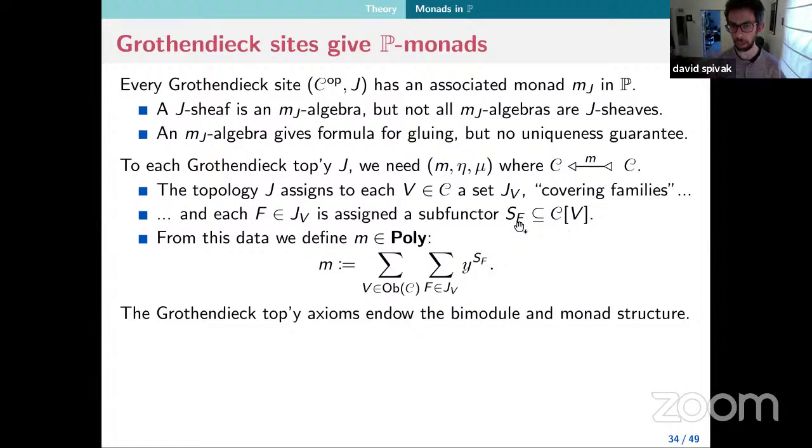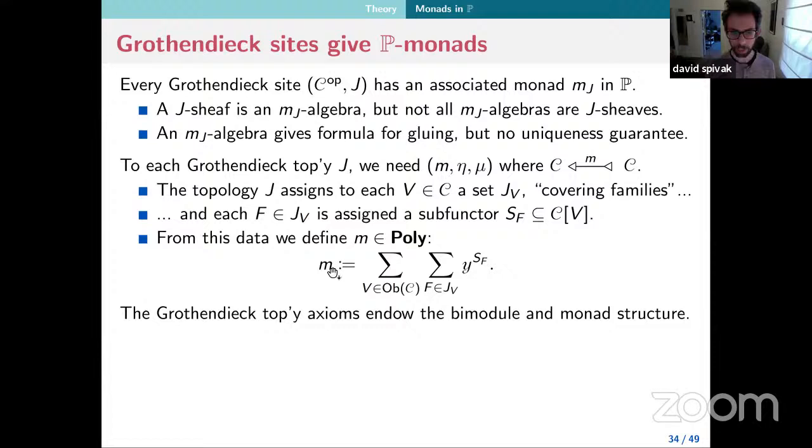Now, this subfunctor is a functor from C to set, and the polynomial perspective wants us to denote, or I want to denote, functors from C to set using their set of elements. It's a very natural thing because the set of elements of a functor has a C coalgebra structure. So this is the carrier of a C coalgebra. I'll denote this sieve using its set of elements. Anyway, we've got this Grothendieck topology that tells us what covers what. And from this, we define this monad in poly.